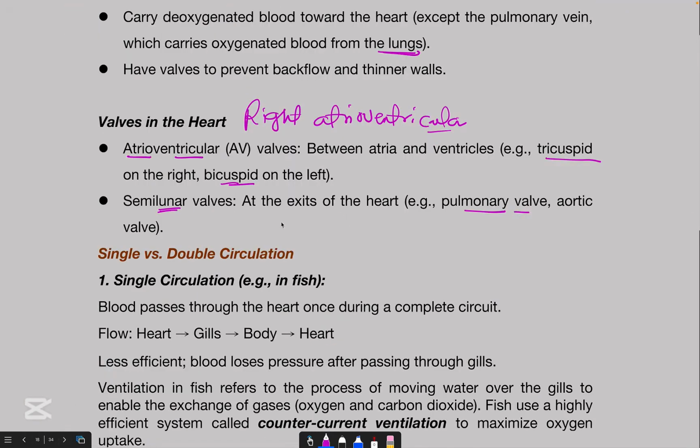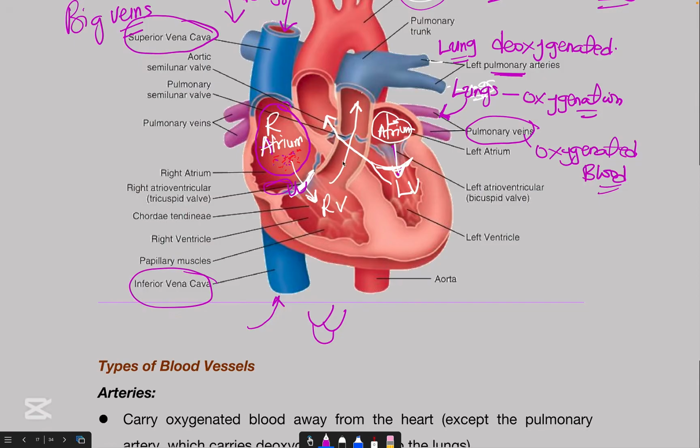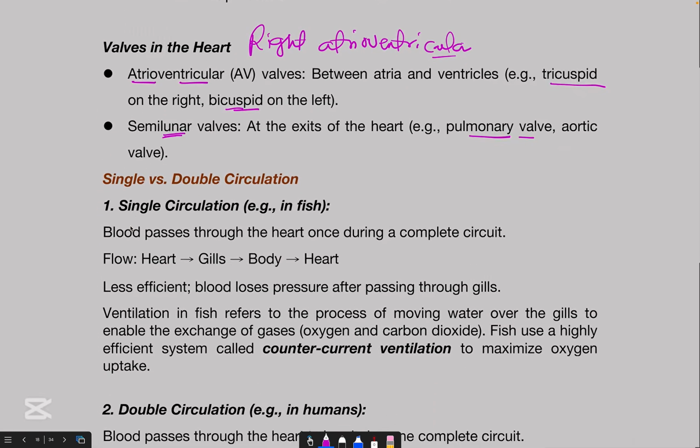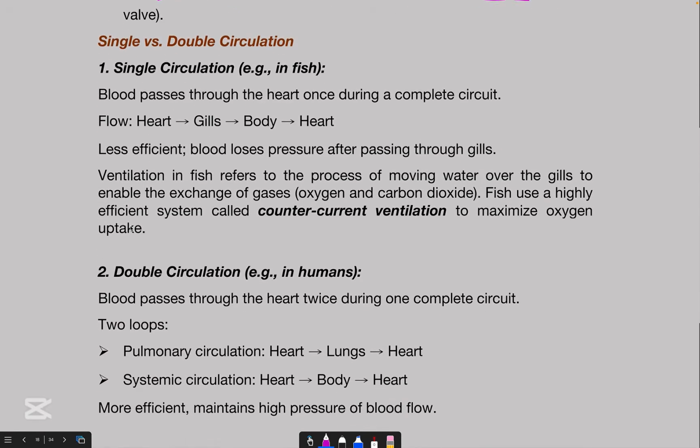Are you getting it? And the aortic valve is the one between the what? The left ventricle and the what? Aorta going out. Left ventricle and aorta has the aortic valve. Right ventricle and the pulmonary artery has the pulmonary valve. Is that okay? Those ones are semilunar valves. So the valves in the heart are two: the ones between the atria and ventricles, and then the semilunar valves, which are the pulmonary valve and the aortic valve. Take note of that.